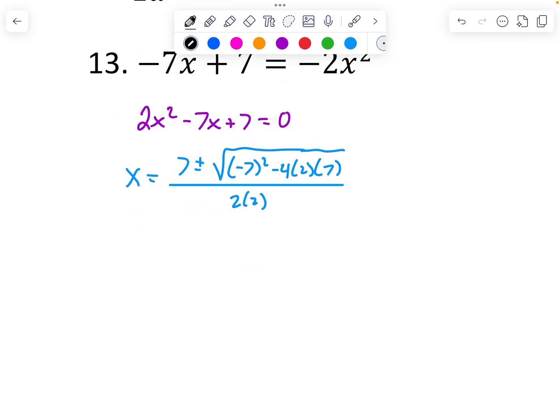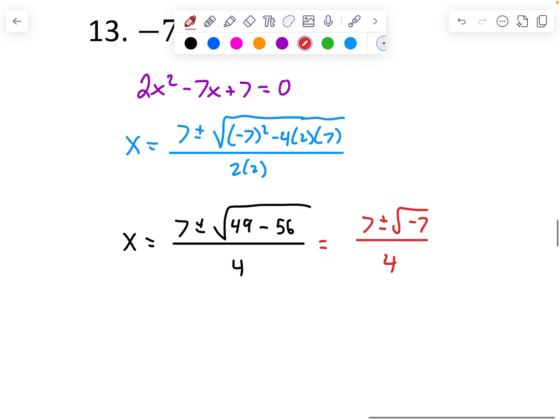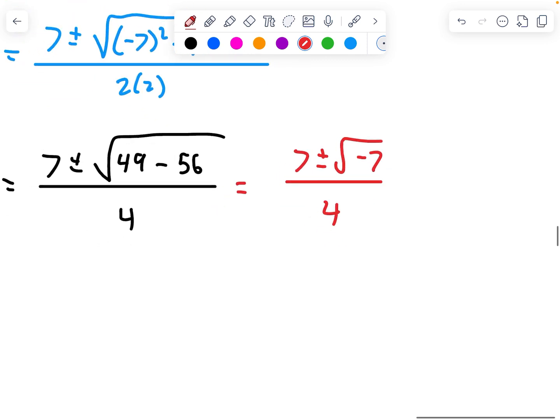And then we simplify underneath, so you get x equals 7 plus or minus the square root of 49 minus 56 over 4. And that equals 7 plus or minus the square root of -7 over 4, which means now we get two imaginary solutions, which we haven't learned how to do. So we're just stopping here and saying 2 imaginary solutions. And you can stop. And that's it.